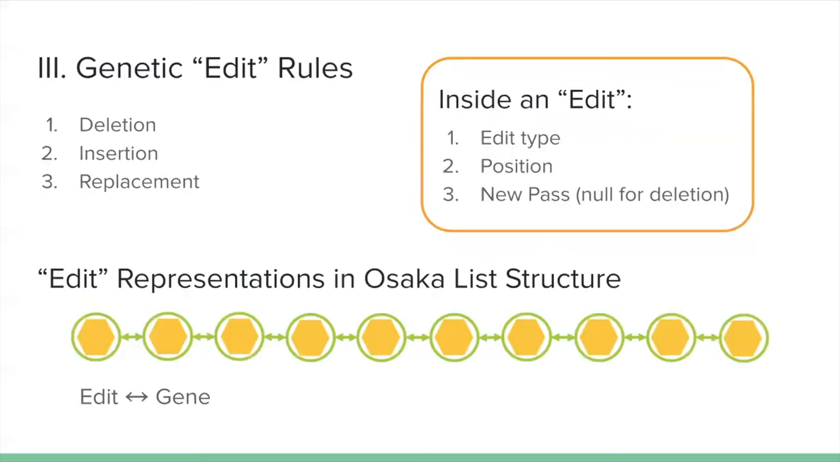Here are the three genetic improvement edit rules that we apply to the pass sequences. For each edit, we can either perform a deletion, insertion, or replacement. And each edit struct contains a position information and a pass to replace or insert with. Each edit is wrapped in the Osaka list structure as a gene on a chromosome.